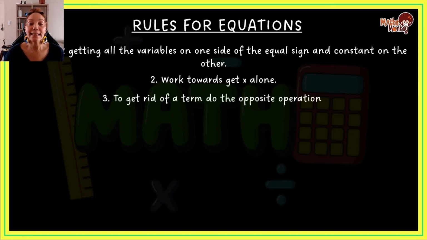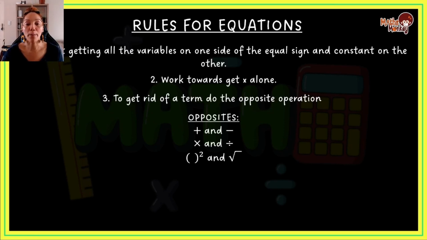If you want to get x on its own, that means you have to remove everything else, and to remove everything else you have to do its opposite. So if there's an x plus 5, you will do its opposite, which is minus 5. The opposites you should know: if you see an addition, the opposite is subtraction. If you see a multiplication, the opposite is division. If you see a square, the opposite is square roots, and vice versa, and then cubes and cube roots.